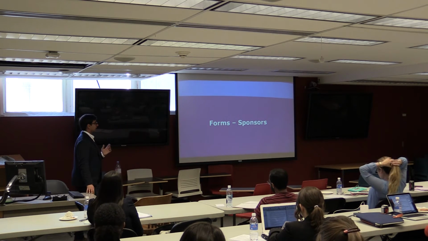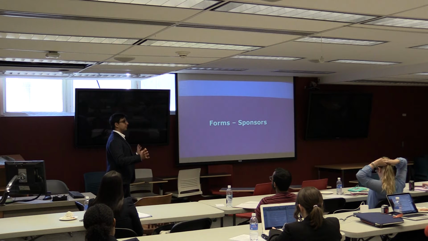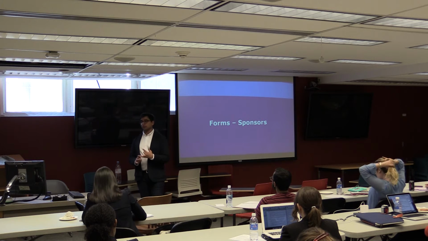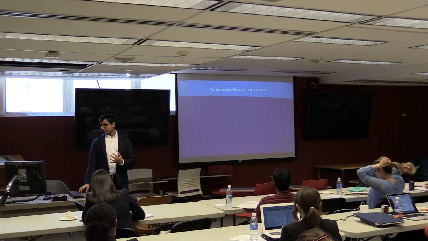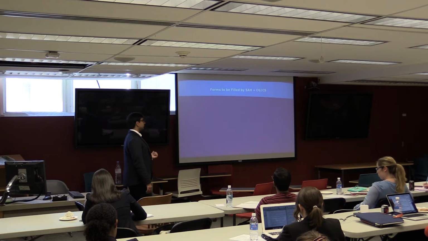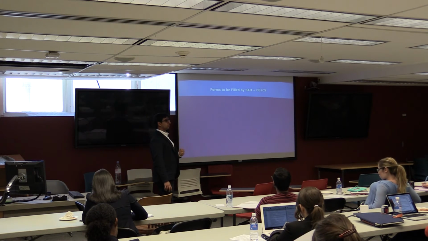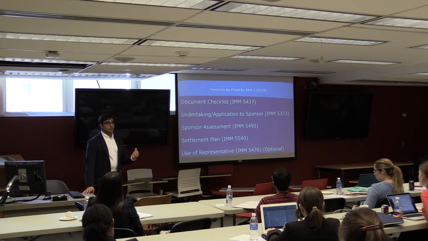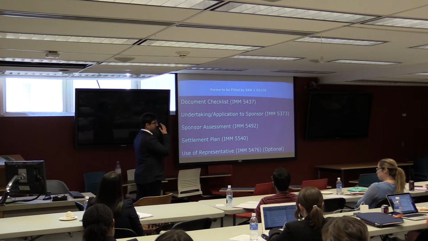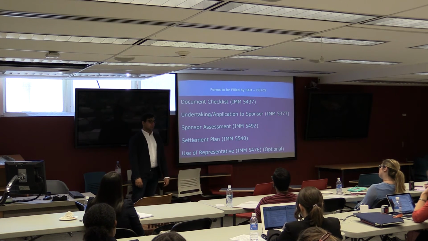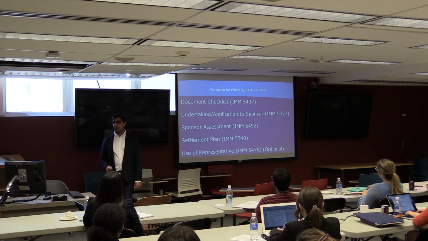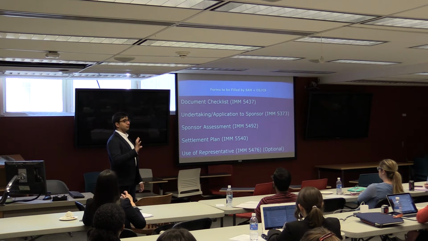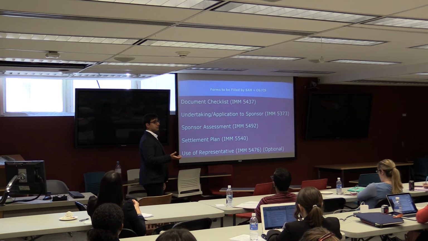Okay, so we're now going to look into the application forms. There's two sets of forms that need to be filled out. There's the forms for the sponsors and the forms for the refugees being sponsored. So if you're working with a SAR or a constituent group or co-sponsor of a SAR, these are the forms you need to fill out. You have the document checklist, the undertaking/application to sponsor, the sponsor assessment, the settlement plan, and the use of representative form, if they're working with a legal representative, or they would like somebody to be a representative.